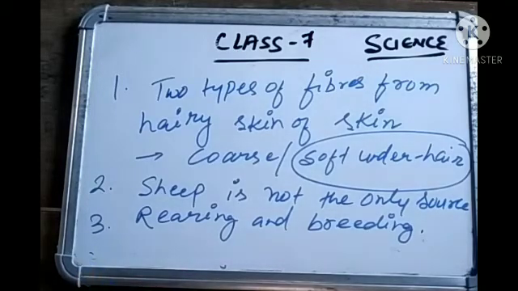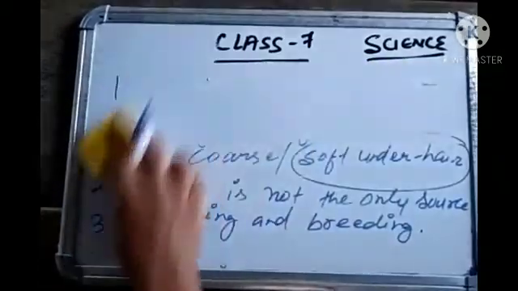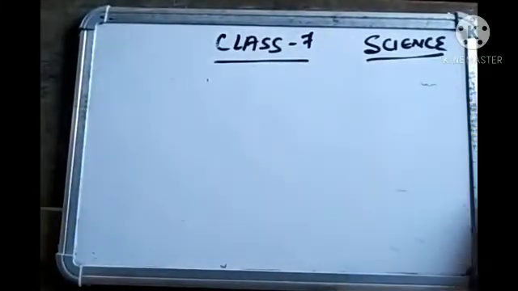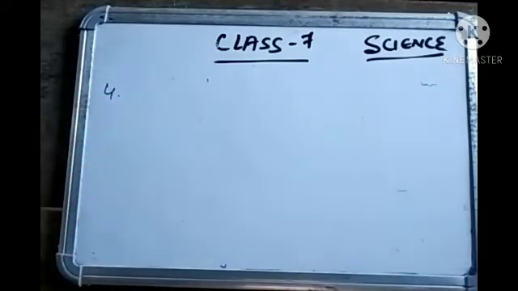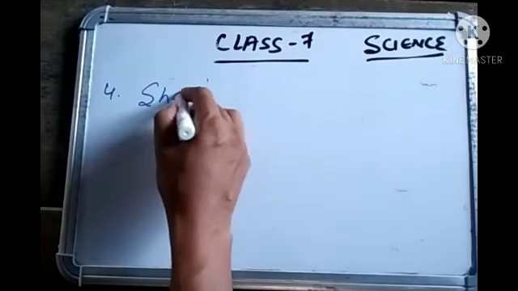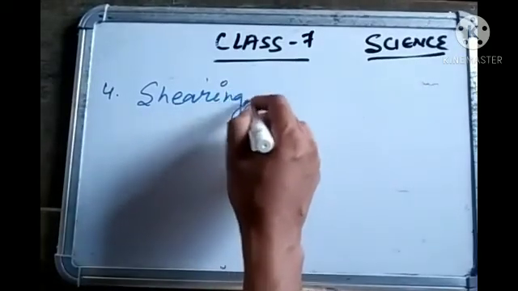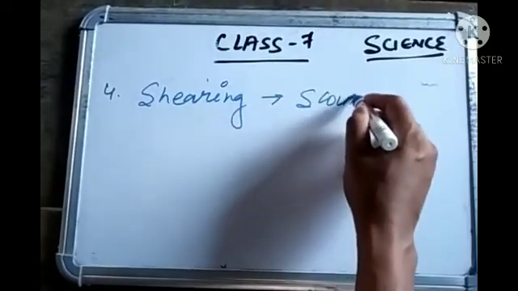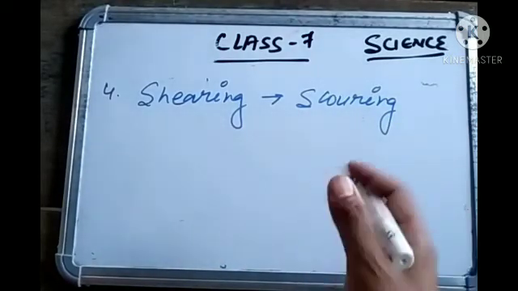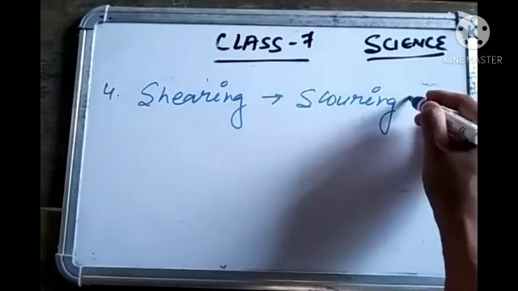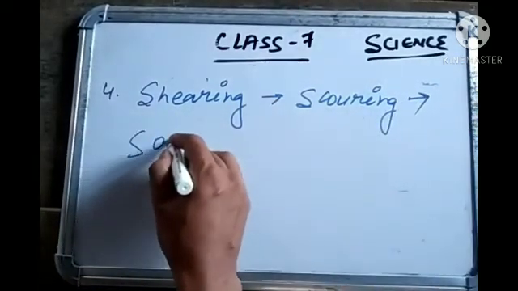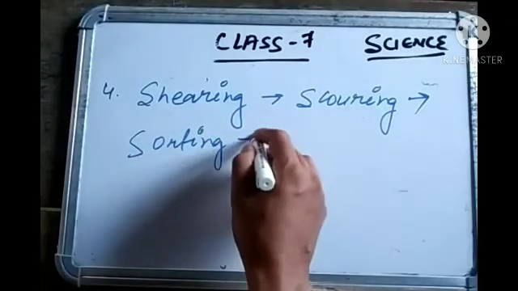Number 4, the last point that we have discussed in today's lecture, is processing of fiber into wool. In this we have discussed a 6-step process starting with shearing, followed by scouring. We have already discussed in detail the steps: shearing, scouring, then sorting, followed by cleaning.